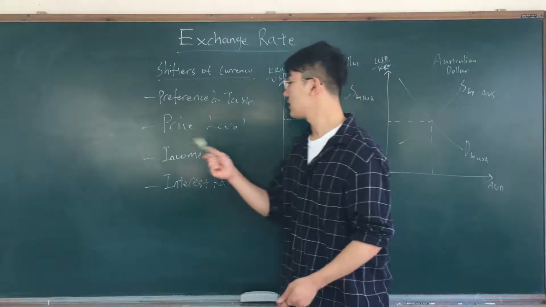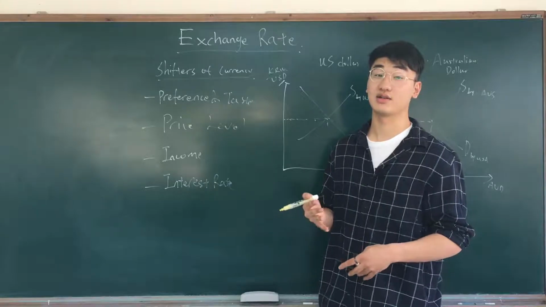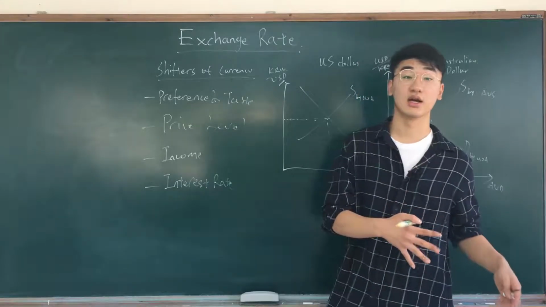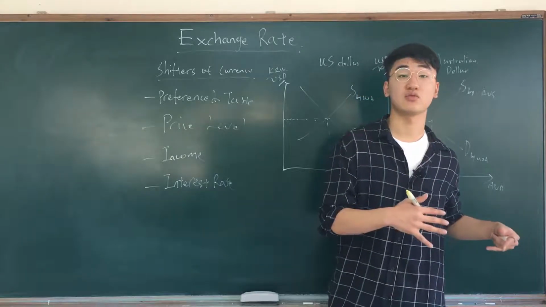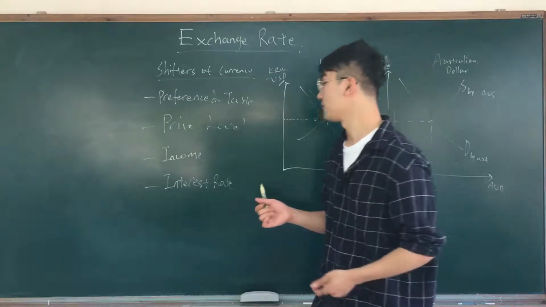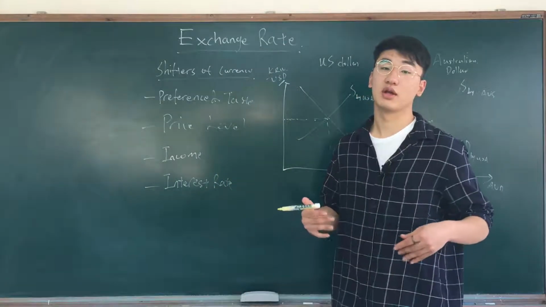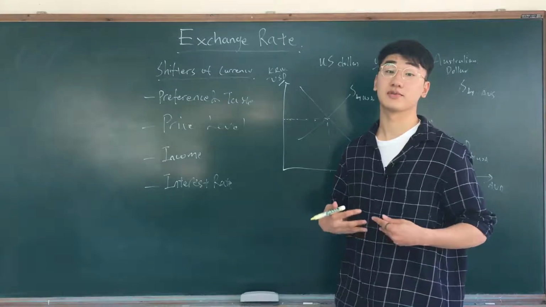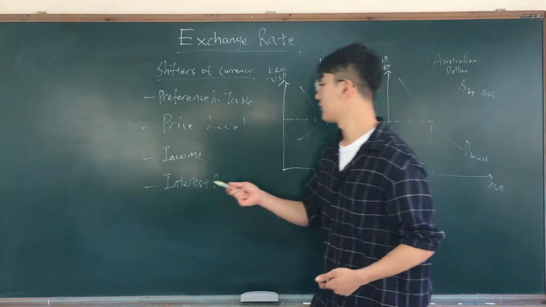Okay, and price level. Well, obviously, if a country's goods and services look relatively cheaper than my own domestic goods and services, then there's a tendency that domestic consumers will go buy the foreign goods instead, where it's cheaper. And income, if a country's income increases, then people will have more disposable income and they're more willing to spend money on the foreign goods as well.